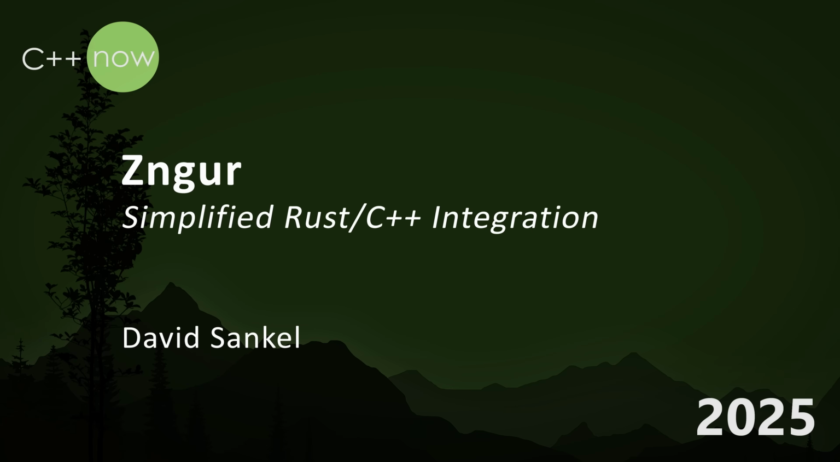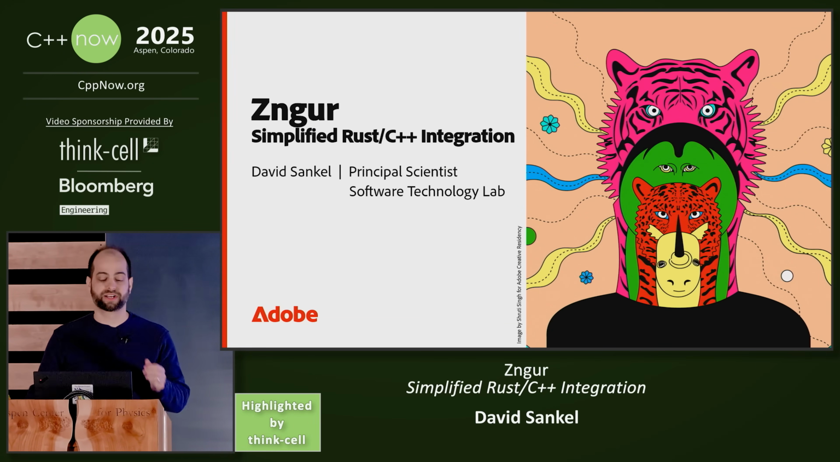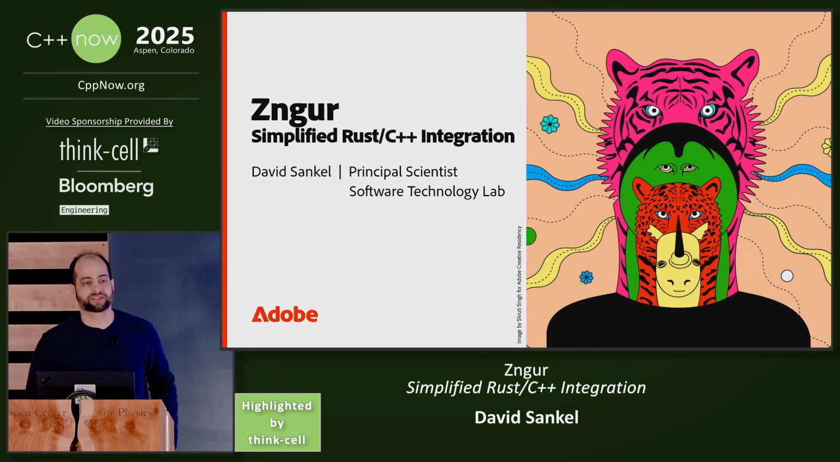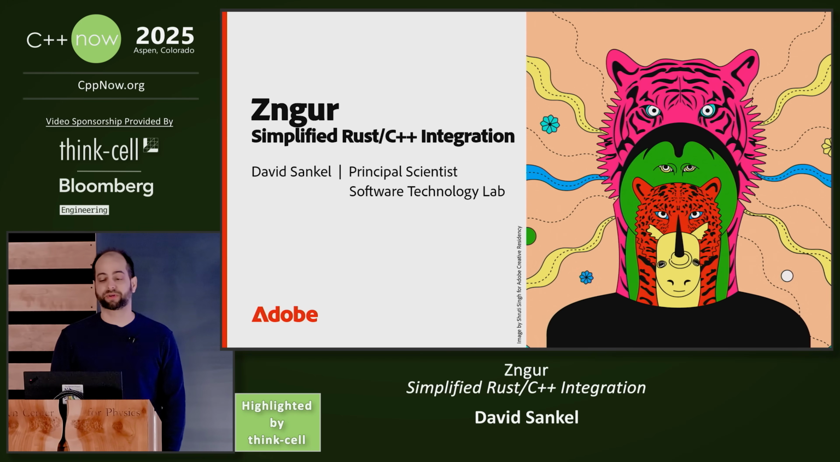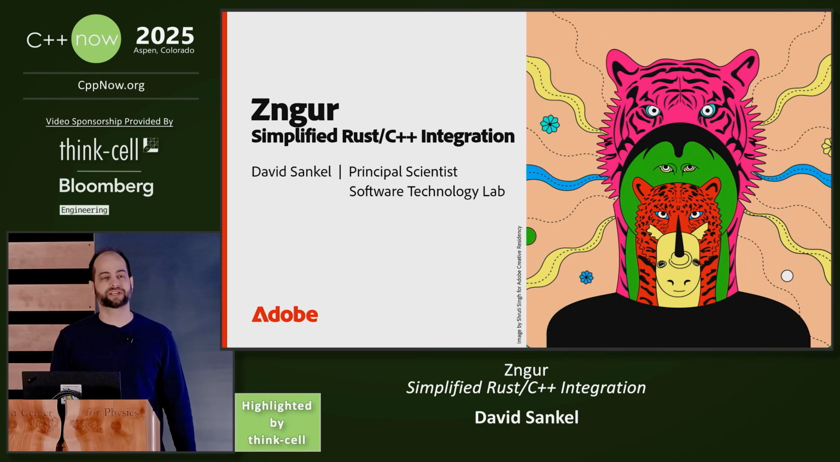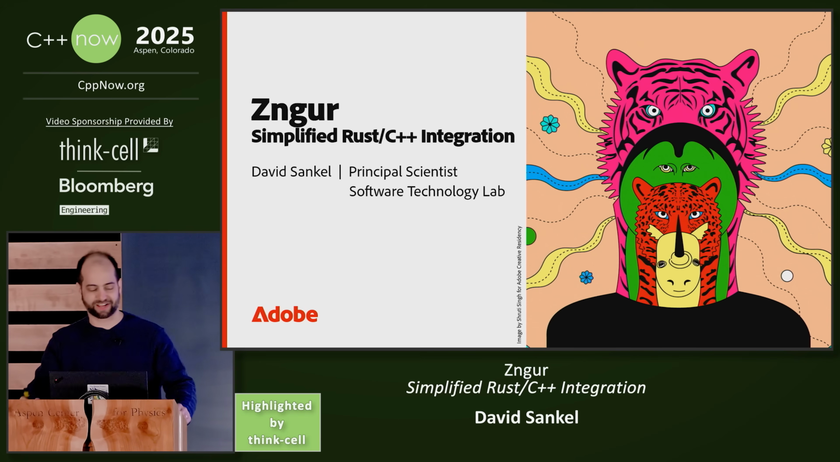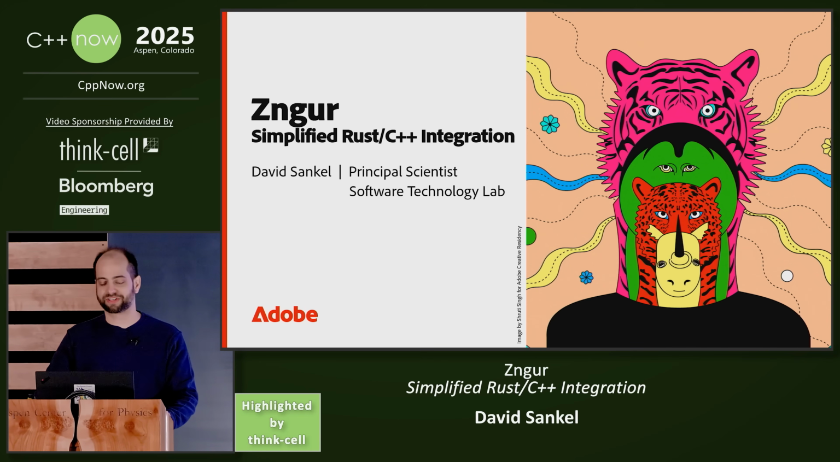Hello, everyone. Good morning. My name is David Sankel, and this talk is about Zngur, Simplified C++ and Rust integration. I'm a principal scientist on the Software Technology Lab, which is a team that tries to figure out what the future of computing is going to be in software development and tries to guide that, help with training and tools and libraries and all kinds of neat stuff.